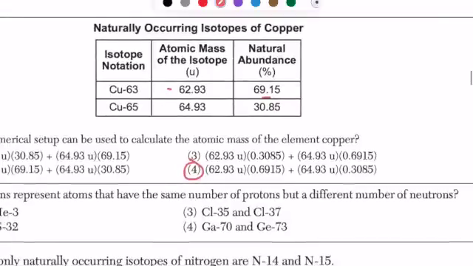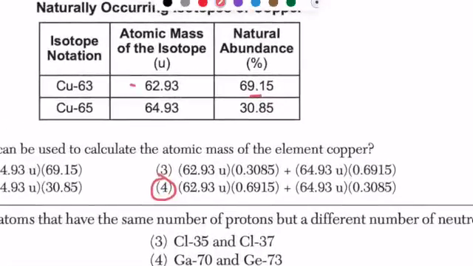As you can see, what they did is that for copper 63, we multiplied the mass of copper with this percent, but after dividing the percentage by 100. If we divide this by 100, we get 0.6915. If we divide this by 100, we get 0.3085. So we multiply these two, add them. So that is your average atomic mass.